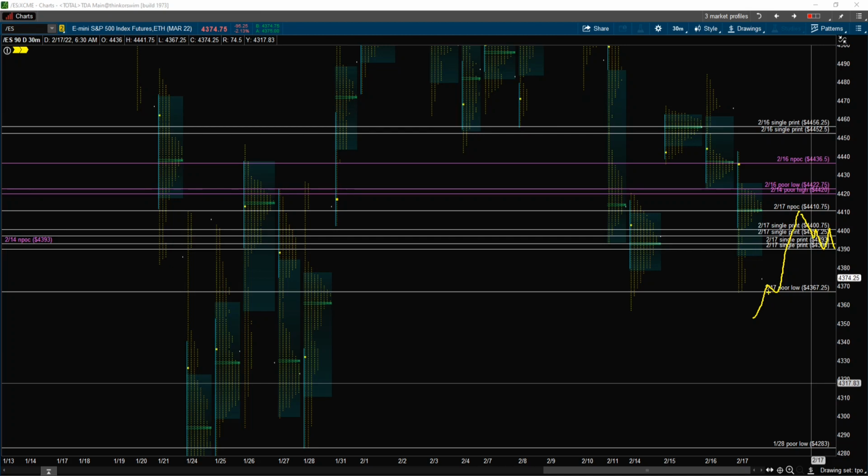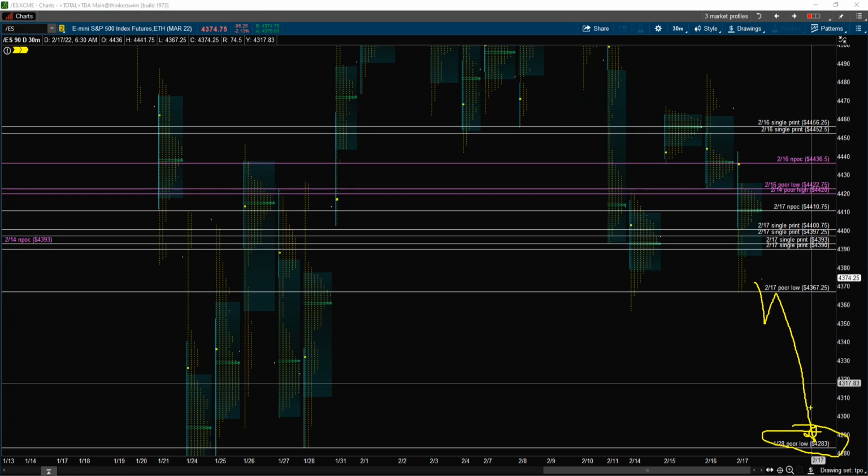But if it opens above this low here, let's say it opens up somewhere around here, then we could see it maybe try to come up and tag this single print, push down and take out the poor low, then come back up and take out the single print and possibly the point of control, and once again come back in between 4400 and 43.90, because those are the pin areas that I'm looking at tomorrow. Then the extreme on the downside is that it comes up, tags the poor low, and starts working its way down to this poor low here at 42.83.